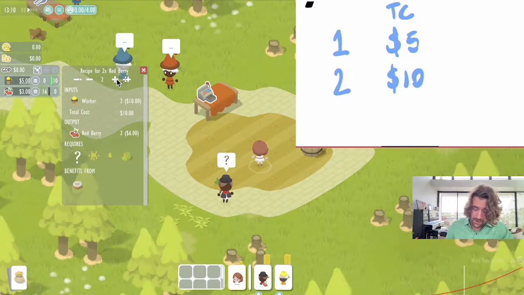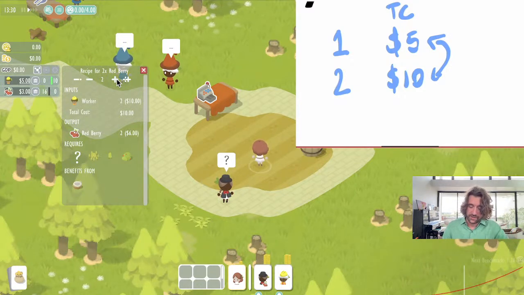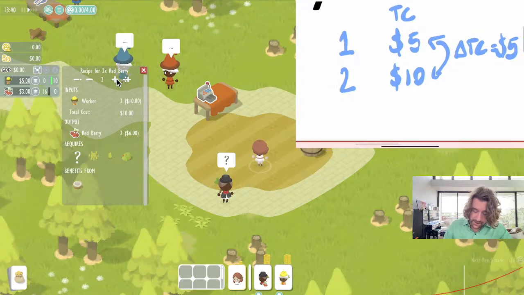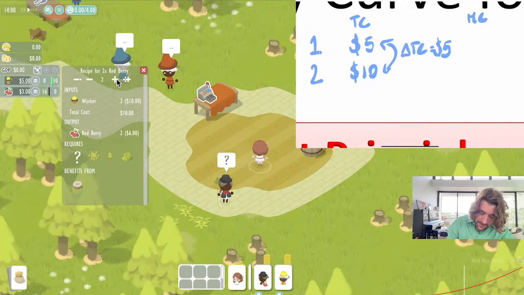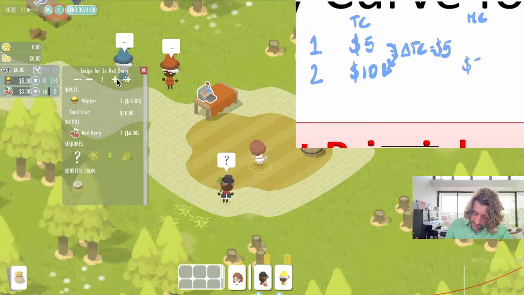Very well. Now, this is how you compute the marginal cost. You just take the change in total cost to produce that extra unit. So the change in total cost in this case is equal to $5. So the marginal cost of producing the second unit, because we are looking at how we go from producing 1 unit to 2 units, is going to be $5.